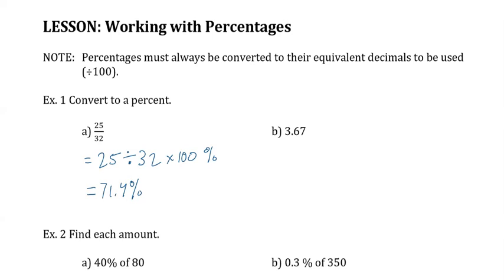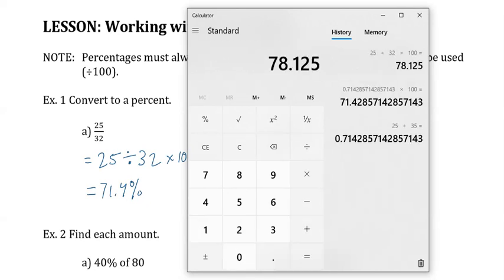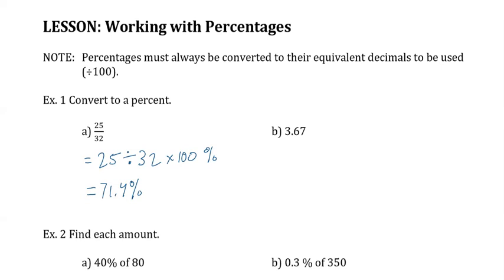Sammy? How? Oh, you got a different answer from me? 25 divided by 32 times 100. 78. Okay, good enough.